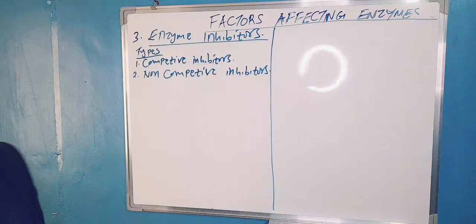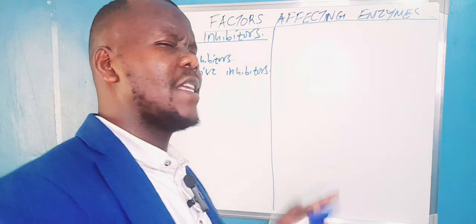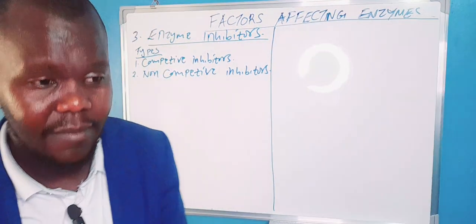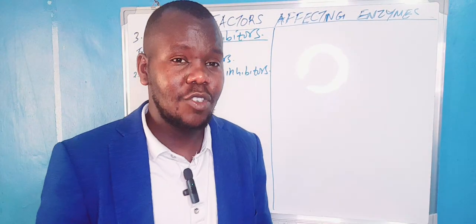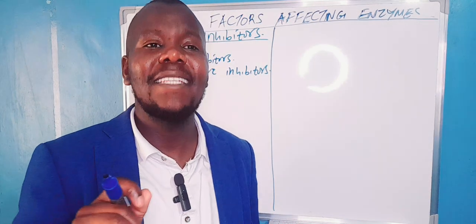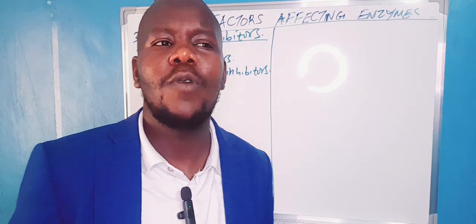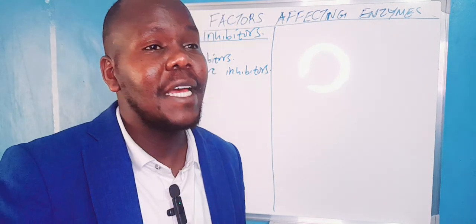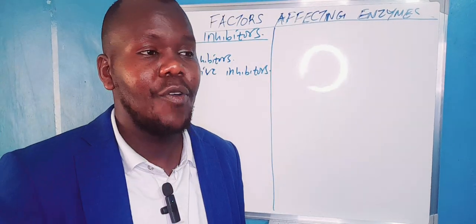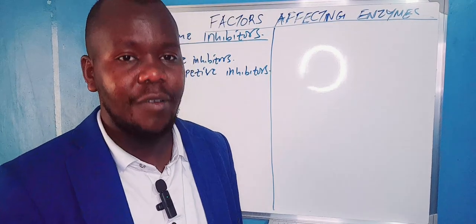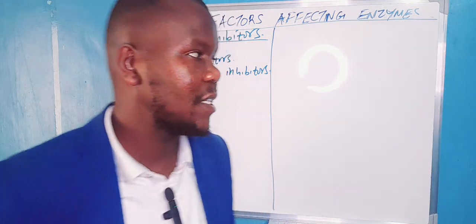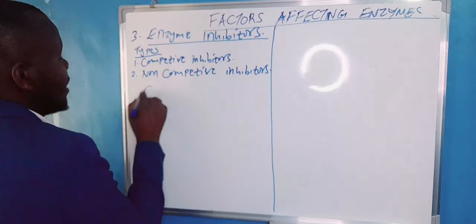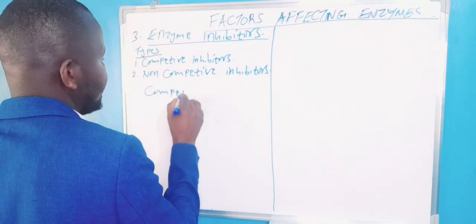So in terms of enzyme concentration, you can be given that substrate concentration graph, or that enzyme concentration graph. Then you are told, in case an inhibitor was added, what will happen? Will the reaction go high or decrease? With the inhibitor, compared to the original curve, it will decrease. Let's start with the competitive.